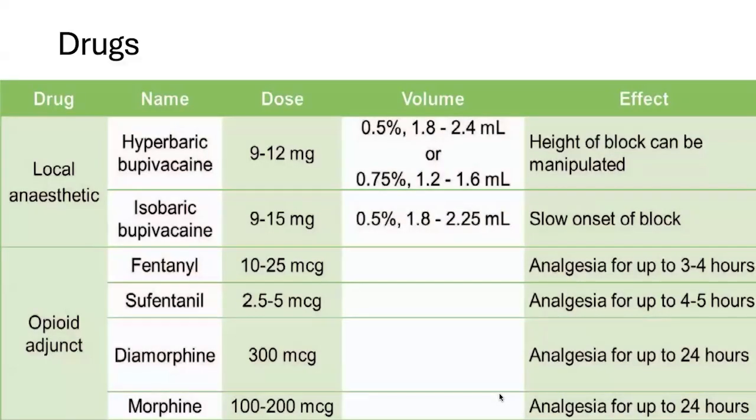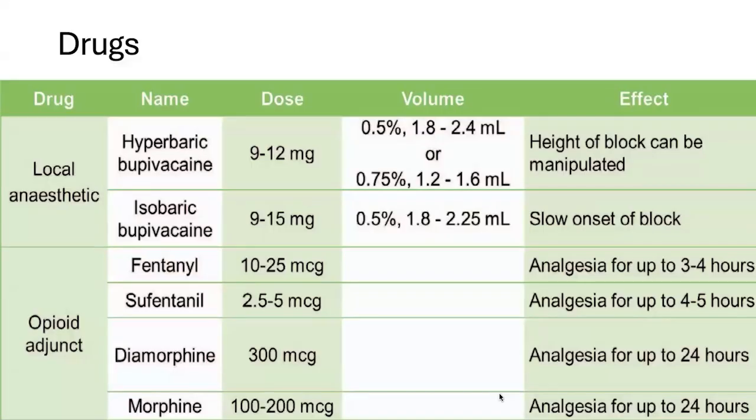Okay, so let's go through the drugs that we can use for subarachnoid block. Hyperbaric bupivacaine, 9 to 12 milligrams, and we use a 0.5% solution, 1.8 to 2.4 ml. In other countries, they have a 0.75% solution, so the volume becomes less, 1.2 to 1.6 ml. I have never used the 0.75%, so I have no experience to talk about it.